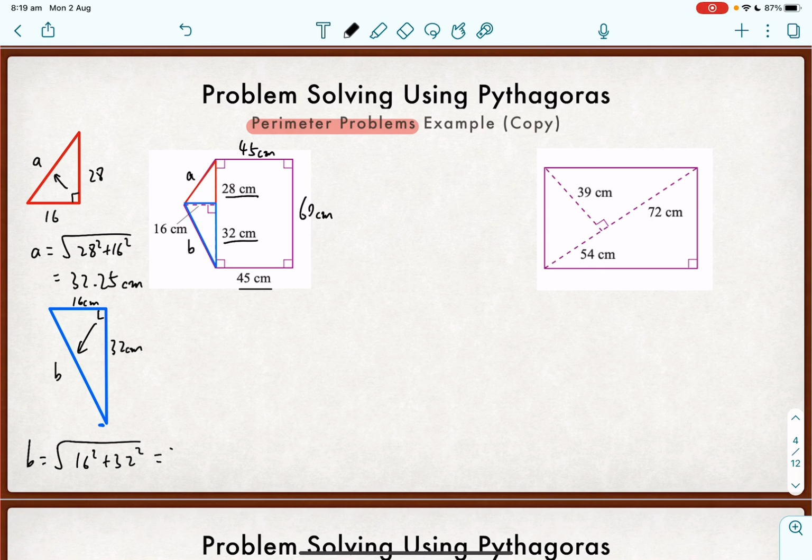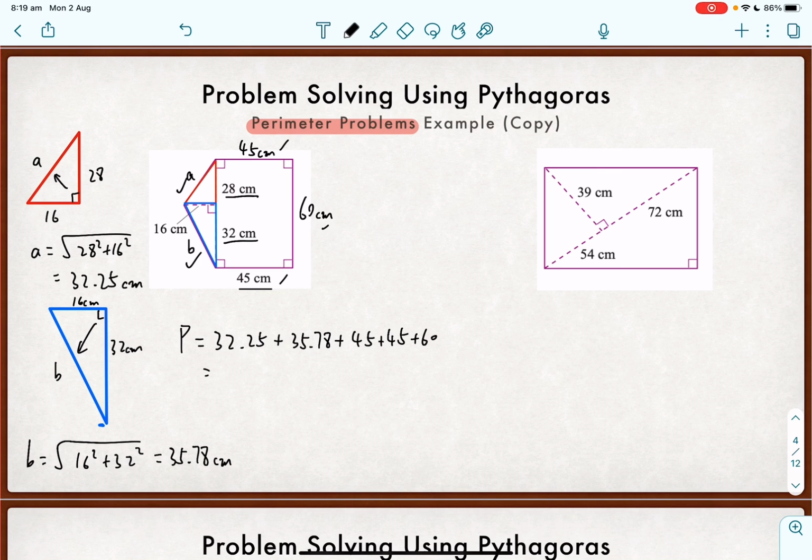So that will be 35.78 centimeters. Now, we have every single size on the outside known, so for the perimeter, just add them all together. 32.25, take that, plus 35.78, take that, plus 45, you can double it, but I'm just going to add it. And then these two are done, and then 60. So just add them together.